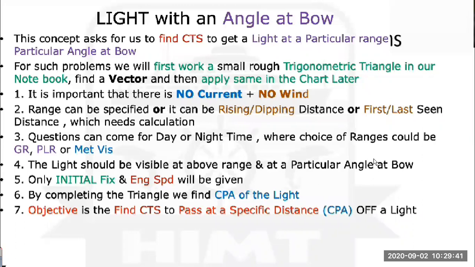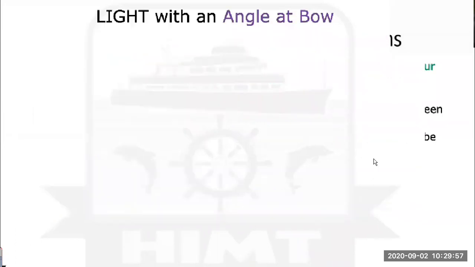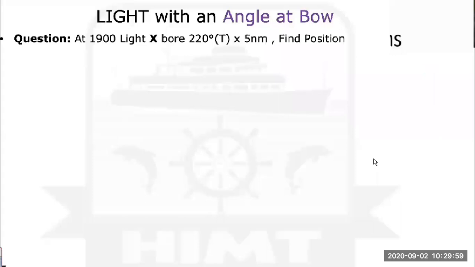So how do you find the CPA? Based on two conditions. In the first para itself it is given: at a particular range, at a particular angle. With those two conditions, I draw a triangle, find the CPA, and then I proceed as per that. So let us go into the problem. Please look at this question.